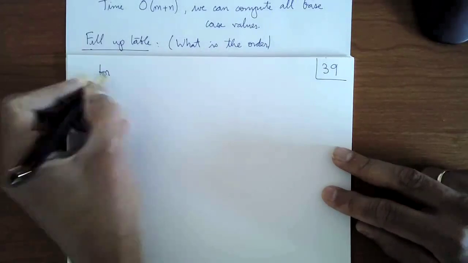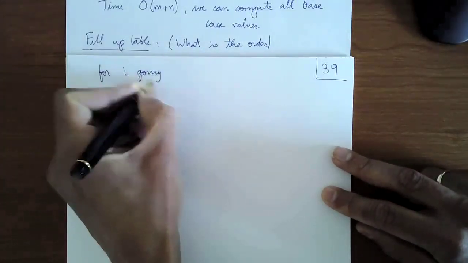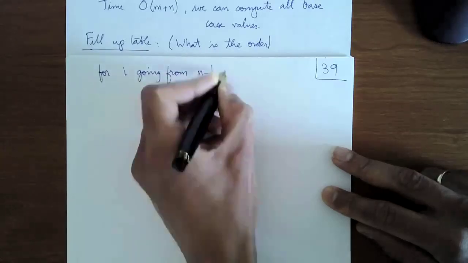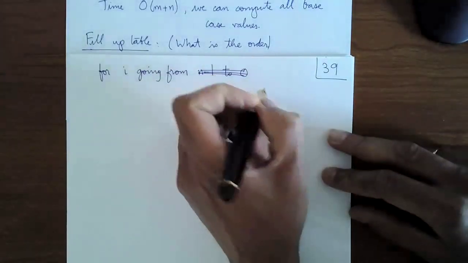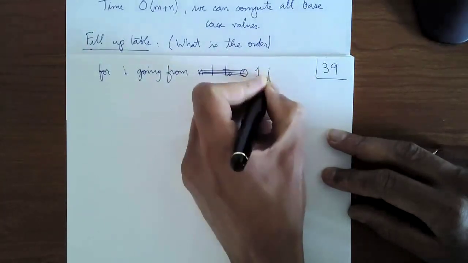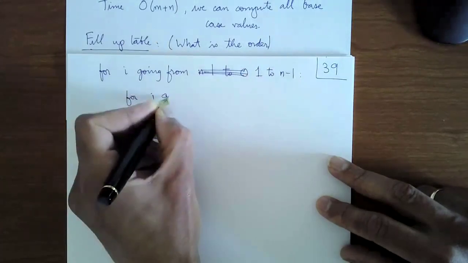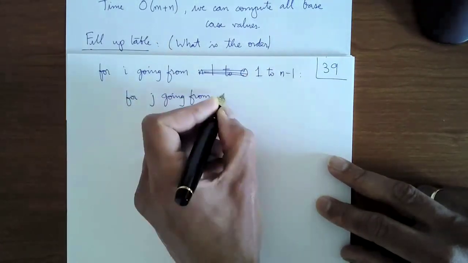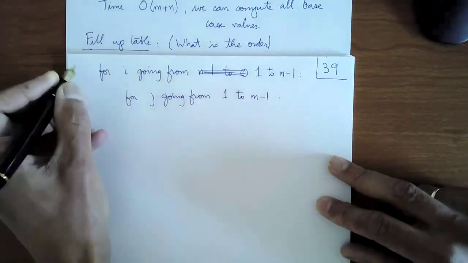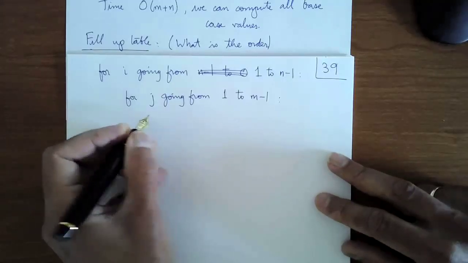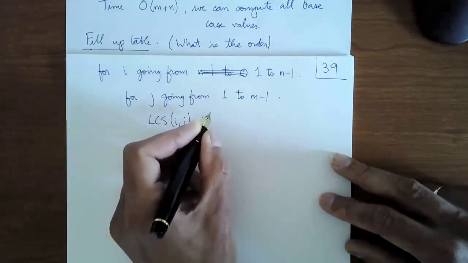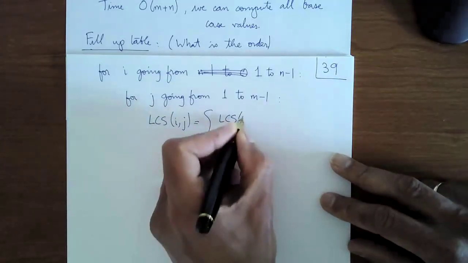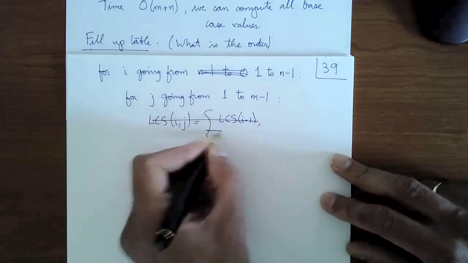So what we'll do is we'll say for i going from 1 to n minus 1, for j going from 1 to m minus 1, we can say that LCS of i,j is equal to, so we can just put down this recurrence here. Maybe I'll state this even more carefully.